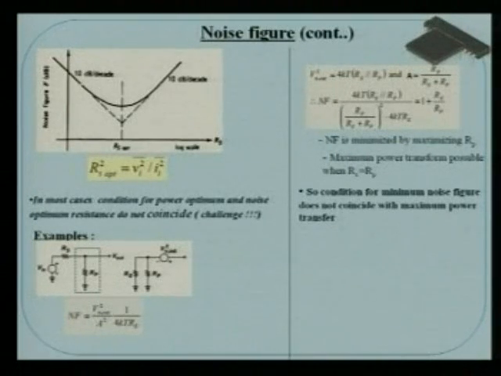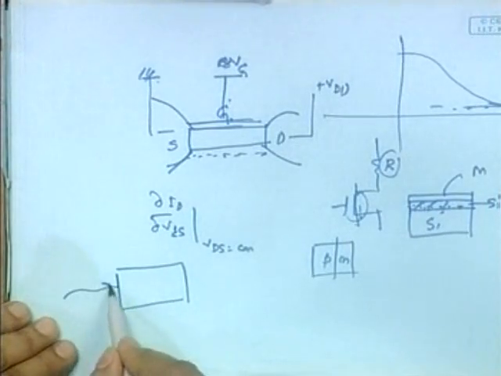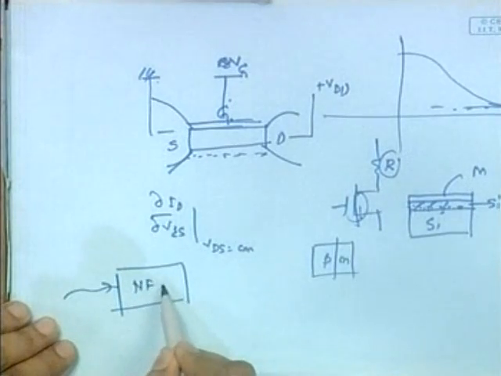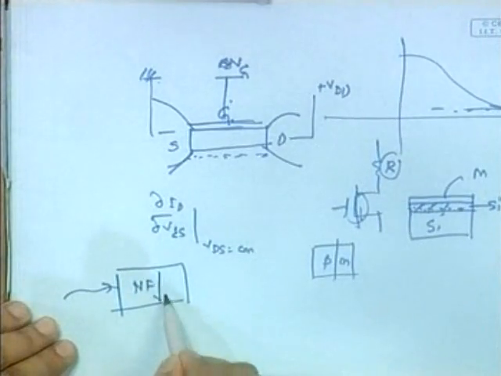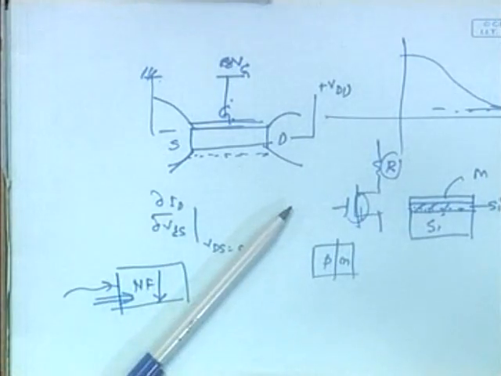Now this one is another important slide. I will go through it very quickly. What do you think about the noise? I want to reduce the noise, as simple as that. Everybody will say that I want to reduce my noise, and I also want the maximum input signal to get transferred to my system. Suppose this is the black box. This is my signal going in, and I want the noise figure to be as low as possible, and the maximum signal to get transferred to the system.